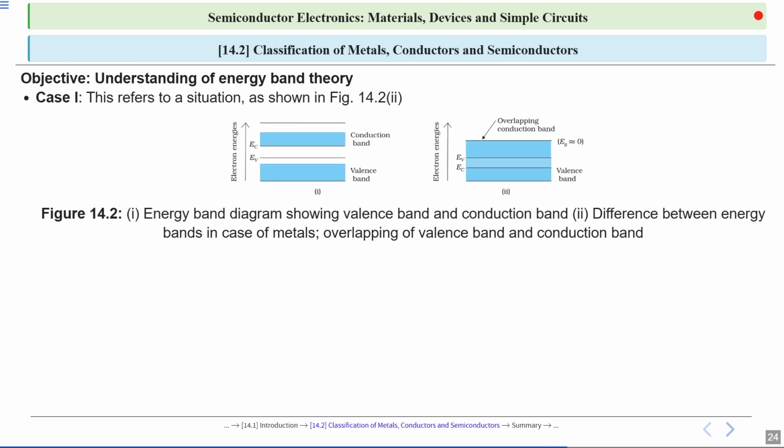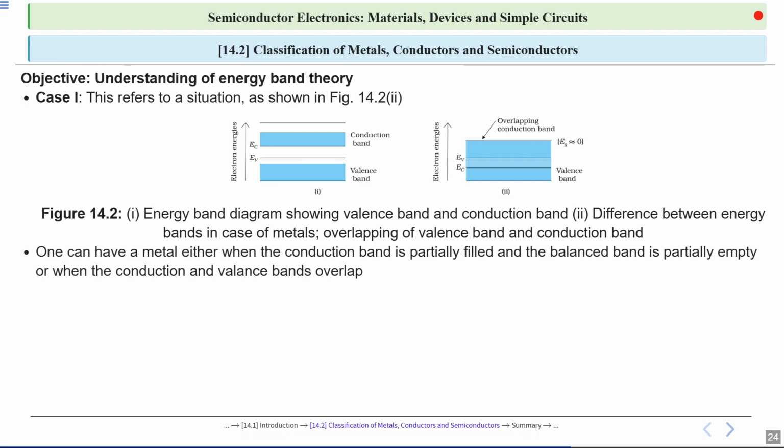In this case, we are looking at the energy band structure of metals. The energy band diagram shows how energy levels are arranged for electrons in a material. Metals conduct electricity because their electrons are free to move. This happens in two ways. First, in metals like copper or silver, the conduction band is partially filled and the valence band is partially filled. This allows electrons to move freely, making the metal conductive.